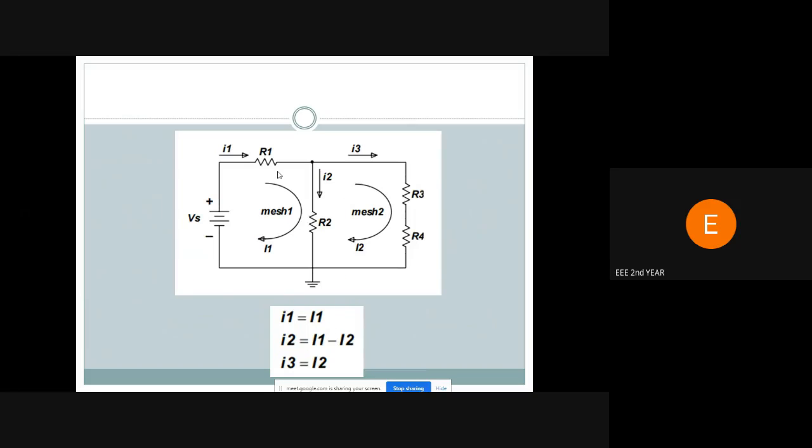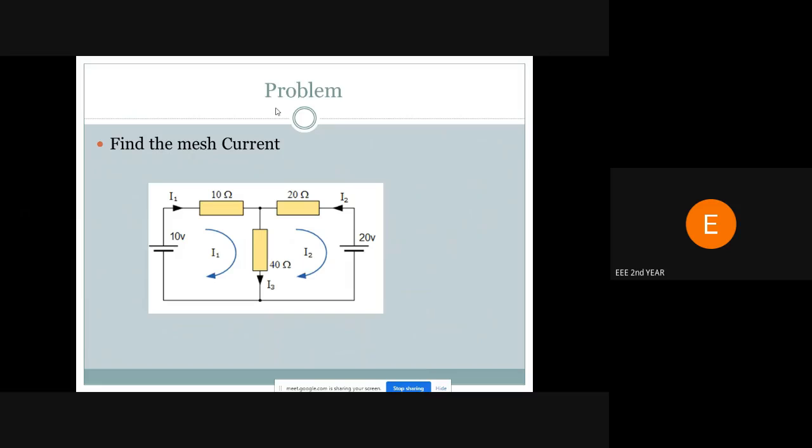Okay, so the next thing, based on this we can solve the problem. The problem is that you have to find the mesh current. All the parameters are given, and by those parameters you have to determine the mesh current, right? So in this, see the first step. Here we have two meshes, mesh 1 and mesh 2.